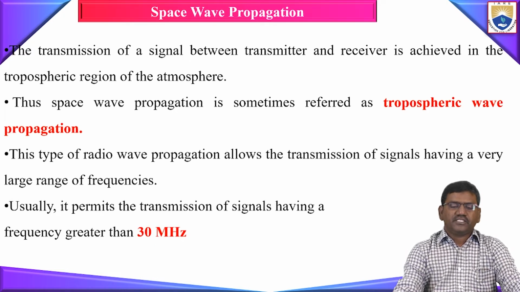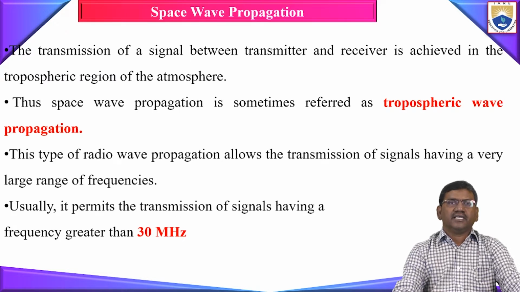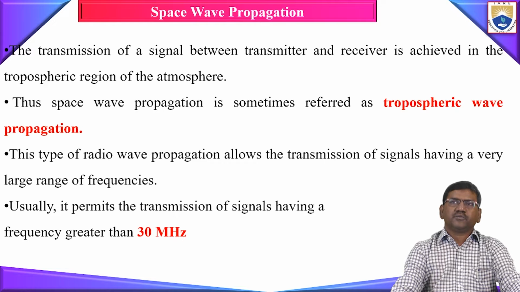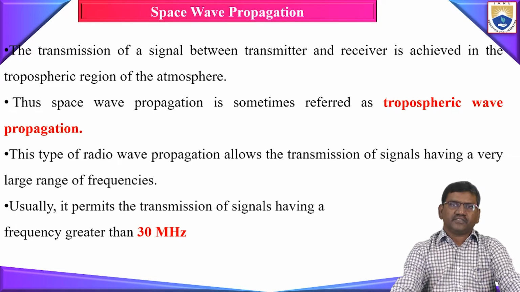The transmission of a signal between the transmitter and the receiver is achieved in the tropospheric region of the atmosphere. So not only do the electromagnetic waves propagate as a ground wave, we can also transmit into free space, into the tropospheric region or into the ionospheric region also. So the space wave propagation is sometimes referred to as tropospheric wave propagation. The tropospheric waves are at a distance of 16 kilometers from the surface of the Earth. We call that region the tropospheric region.